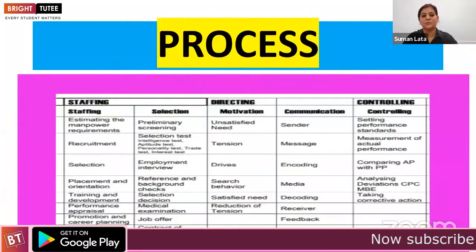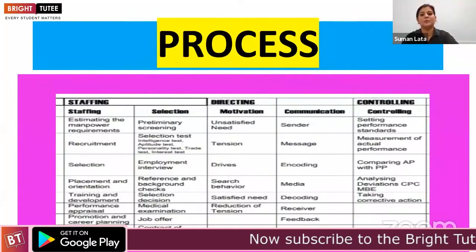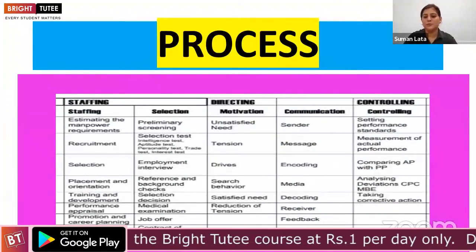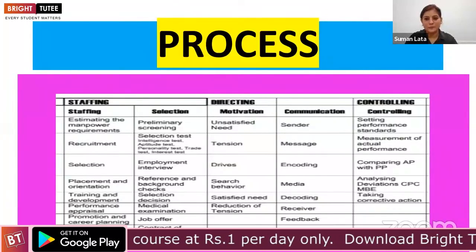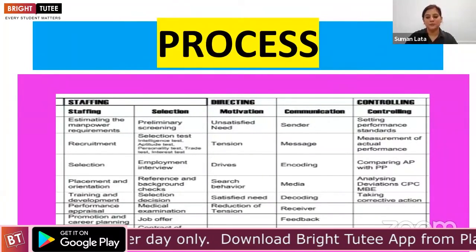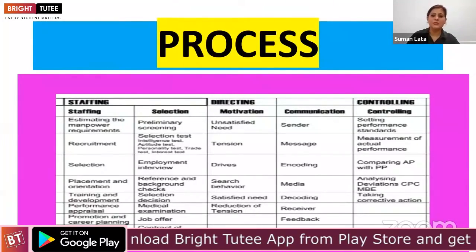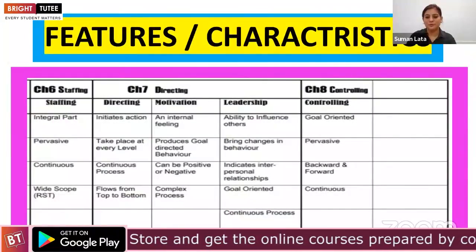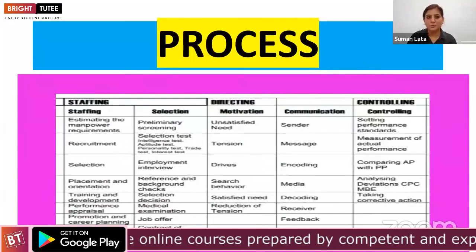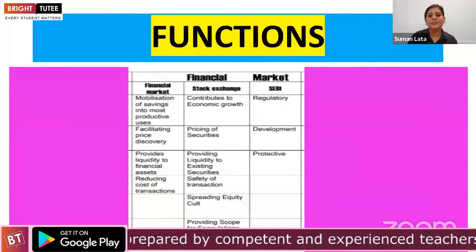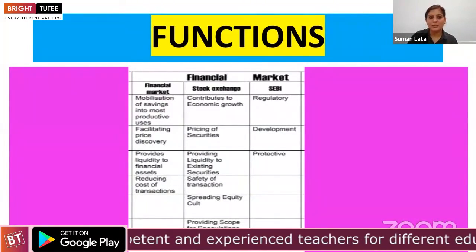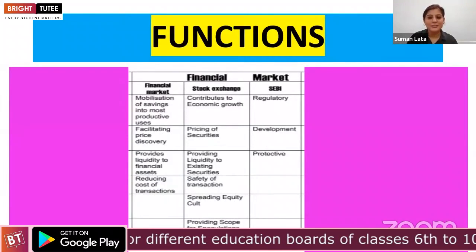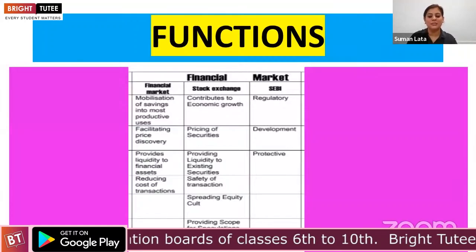These are the processes in our syllabus: only staffing process, selection process, motivation process, communication, and controlling. Only these are the processes which are there in part 1. So this is an easy and simple way to motivate them. Yes, you can do this. Only these are the features which we have to prepare. Only these are the processes which we need to prepare. And these are the functions. Financial market, stock exchange, SEBI, and not to worry, nothing is deleted from chapter 9 and 10. Everything is in the syllabus.